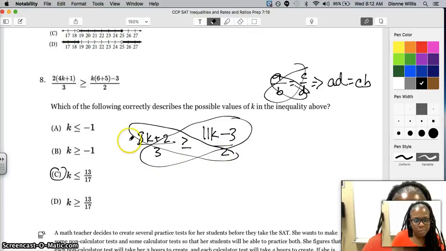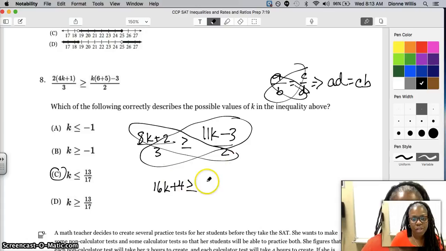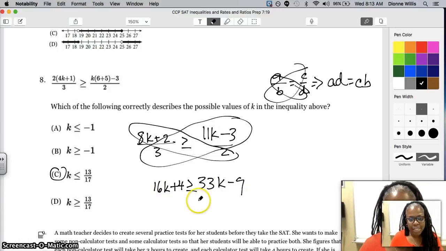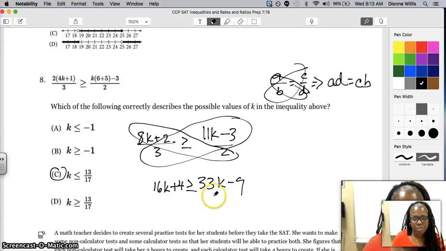So 2 is going to multiply through 8K plus 2, and when I do that, I end up with 16K plus 4 is greater than or equal to 33. Notice I'm multiplying this through 33K minus 9. And I can solve this by moving things around. Let's move our 16K over to this side. When I subtract 16K from this side, I get 17K. And when I add 9 to both sides, I get 13.